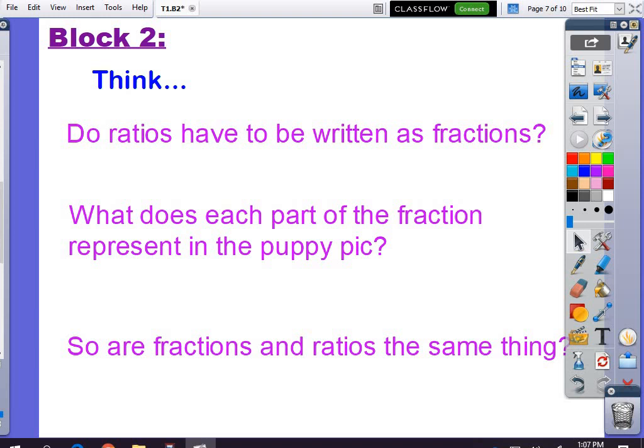So are fractions and ratios the same thing? Yes. And no. Fractions are a number that can be brought to a decimal. Ratios stay as a fraction because we never look at ratios as a decimal. Not really.